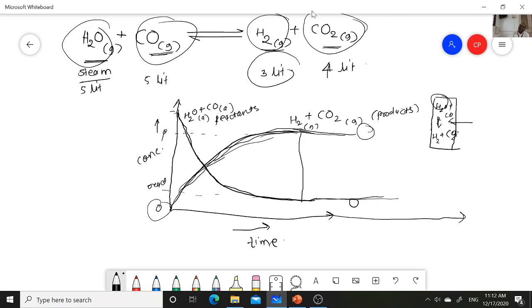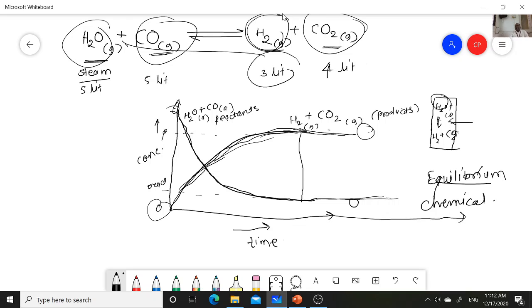Why? Because the reaction is again going in the backward direction. Means again there is a formation of the reactant. Right? But this will not be 100% forming, because again the reactant forms and again it is converting into the product. Such reactions are called equilibrium reactions, or such a type of equilibrium is called chemical equilibrium.